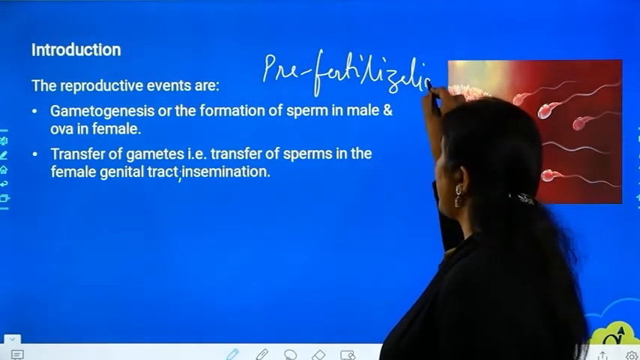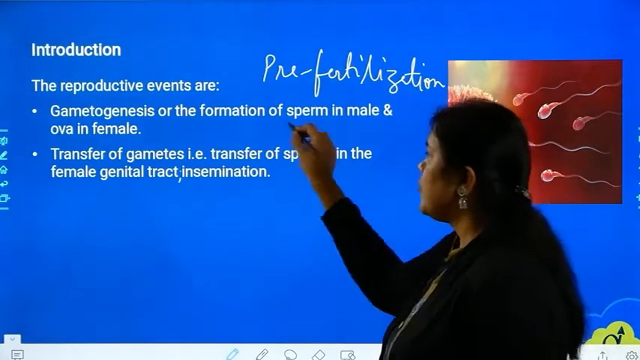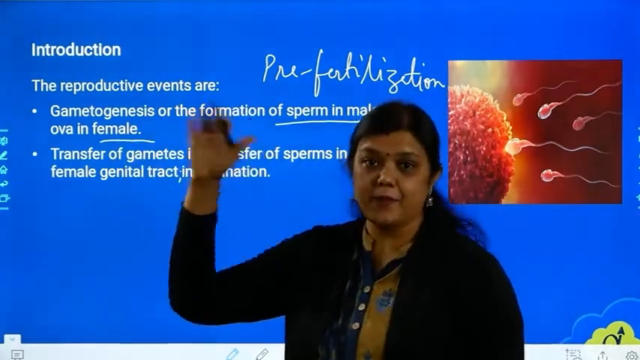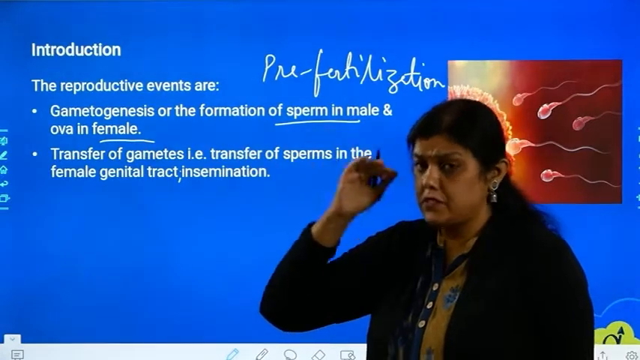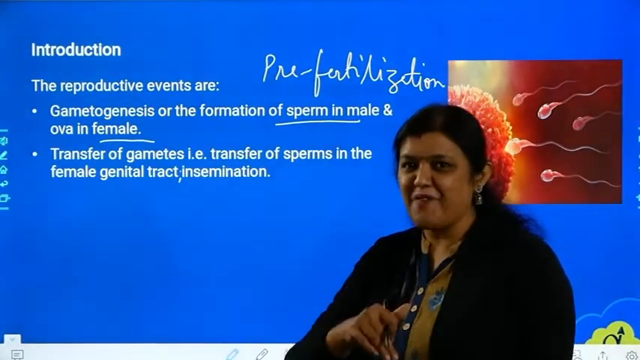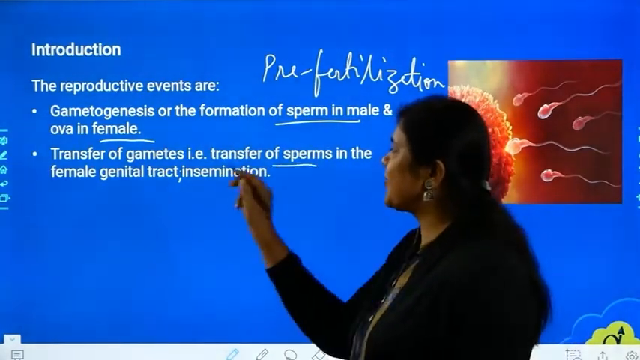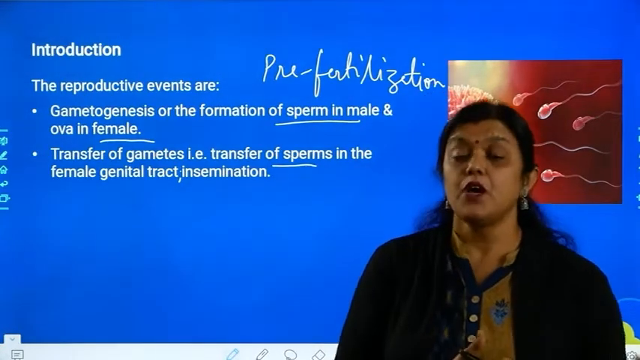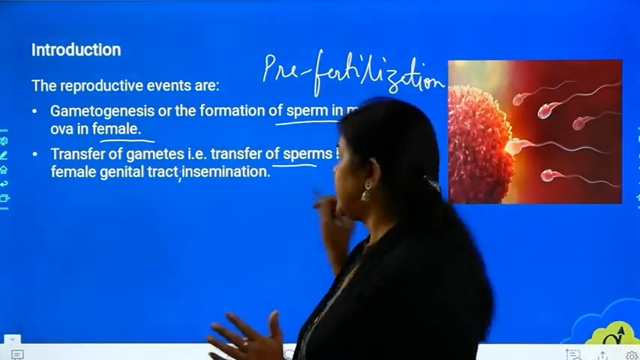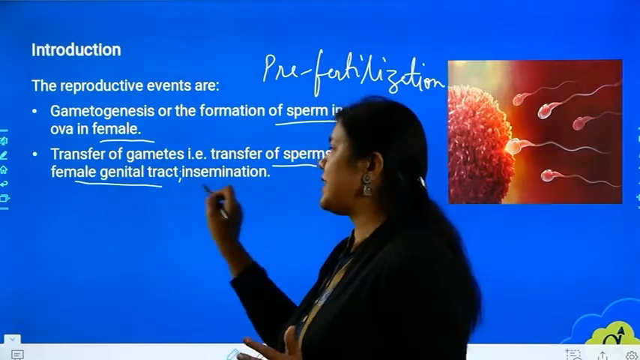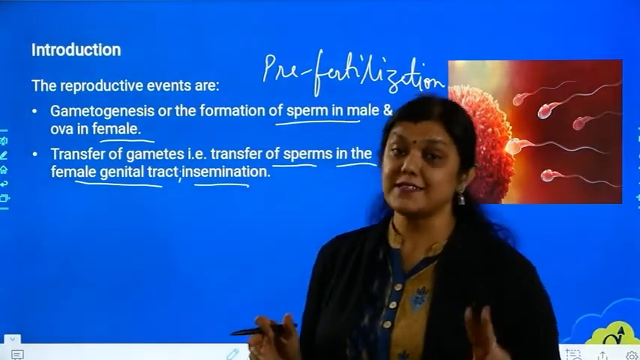That means gametes are getting produced, forming the sperm in the male and the egg in the female. This is gametogenesis. And the transfer of gametes, that is the transfer of the sperms from the male body to the uterus or the female genital tract, is called insemination. That is the second process.